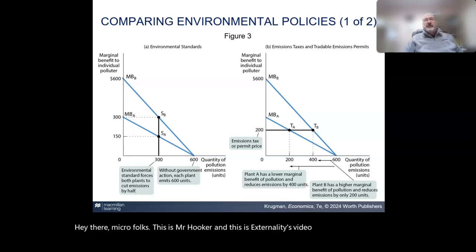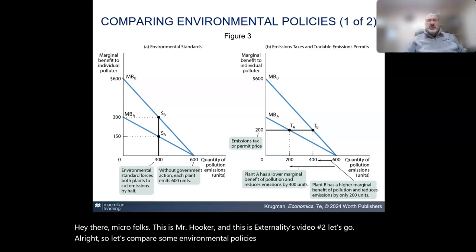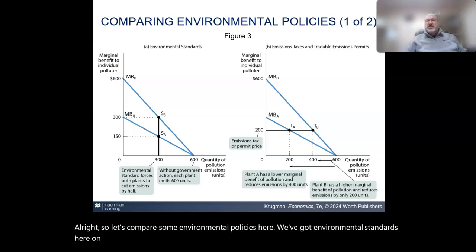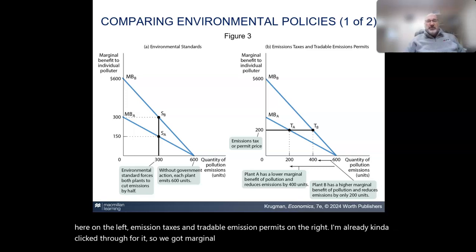All right. So let's compare some environmental policies here. We've got environmental standards on the left, emission taxes and tradable emission permits on the right. I've already kind of clicked through for it. So we've got marginal benefit curves for both of them.